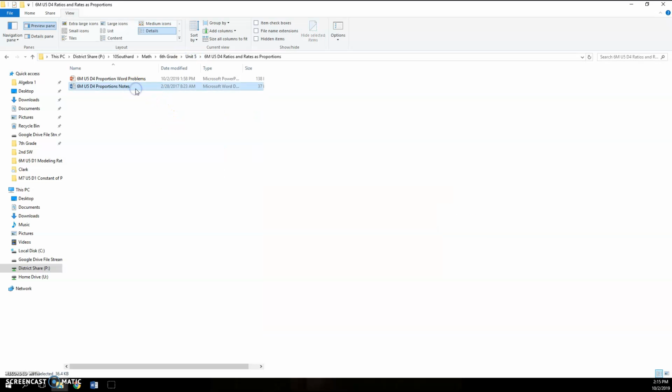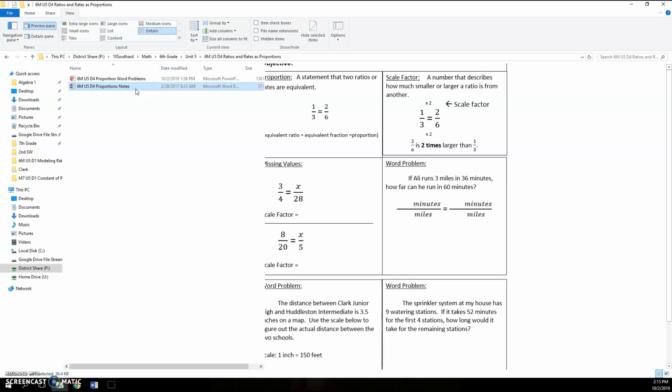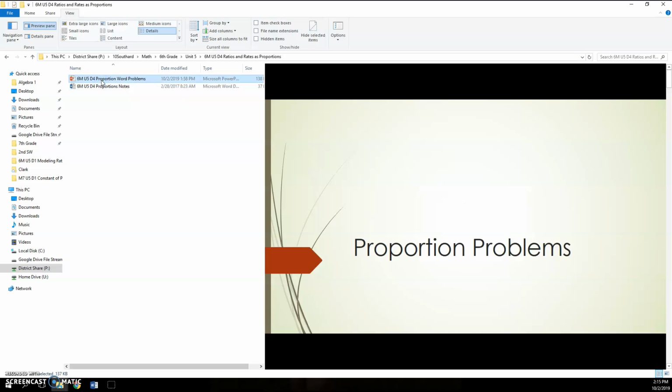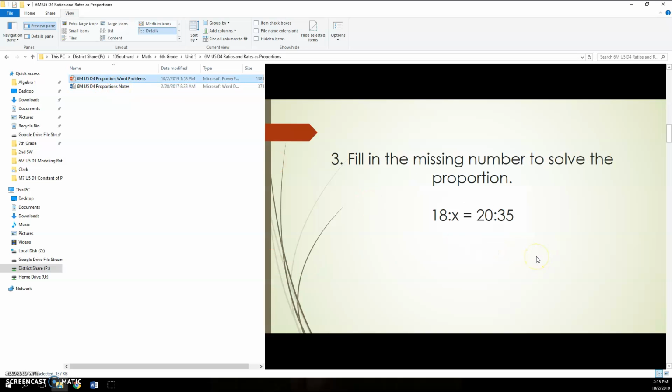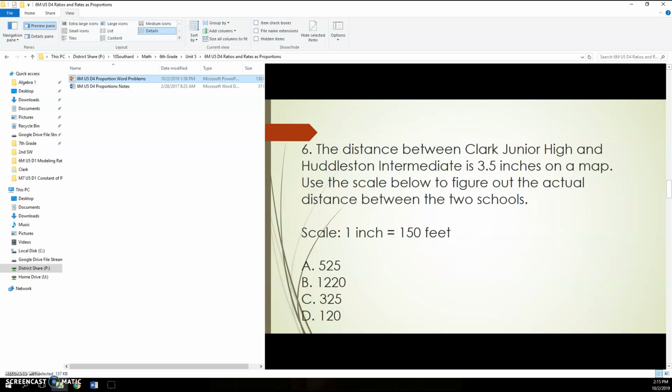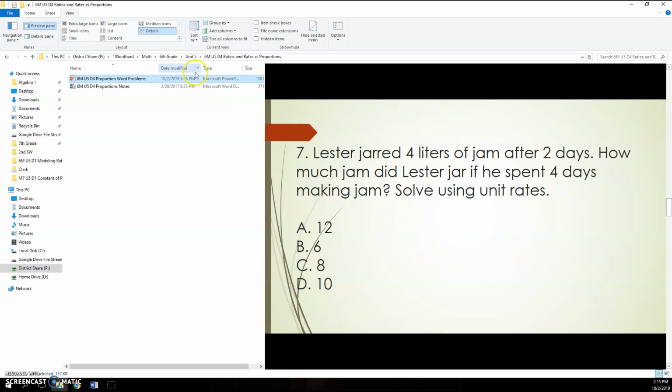Day 4, jumping into proportions, setting them up, cross multiplying and solving. They've heard a lot and will use a lot the language baseball bat and baseball. If you don't know what that is, ask one of your mentor teachers. And then another PowerPoint with a lot of proportion practice.